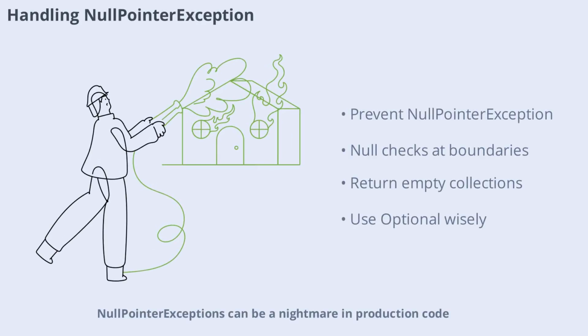NullPointerExceptions can be a nightmare in production code. Instead of catching and hoping for the best, prevention is key. Always perform null checks at boundaries such as API inputs. Return empty collections instead of null values to avoid unexpected failures. Use Optional only when it genuinely improves code clarity. For example, you can wrap a potentially null result in Optional and provide a default empty list if the value is absent. This approach keeps your code robust and reduces the risk of runtime errors.